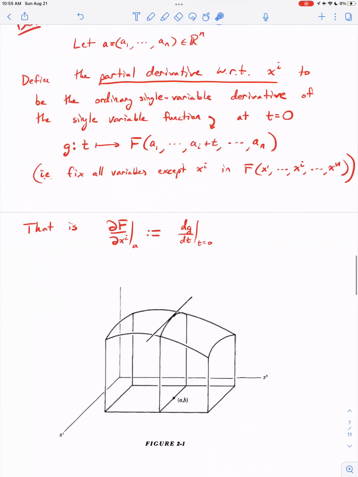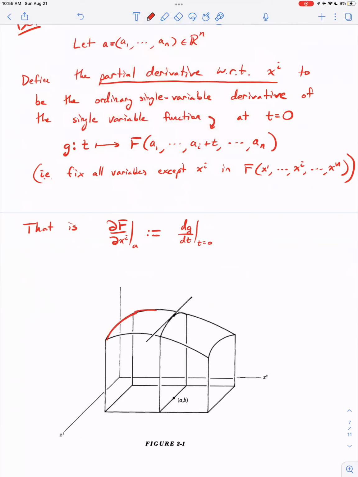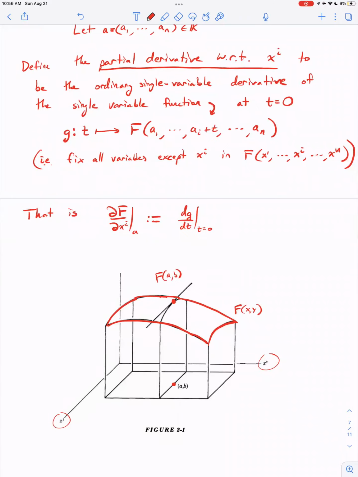And here's the picture. This is taken right from Spivak. This graph right here is the graph of the scalar function capital F. So this is f of x comma y here. This point right here is the point that I'm taking the derivative at, f of a comma b. This is x, this is y. And it looks like I'm taking the derivative in the x direction and I'm fixing y.